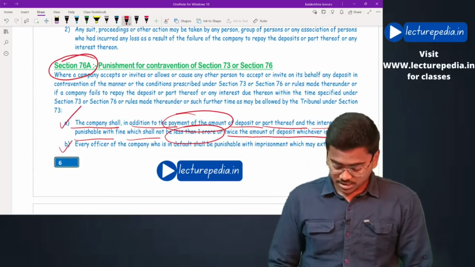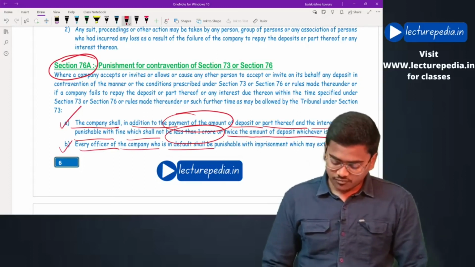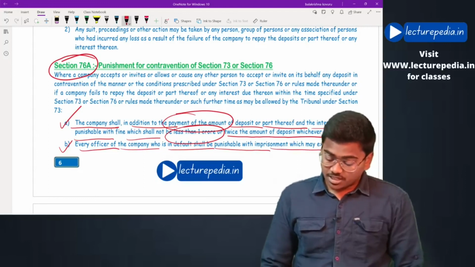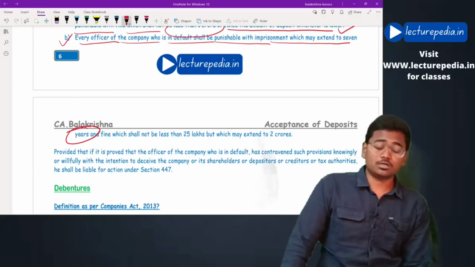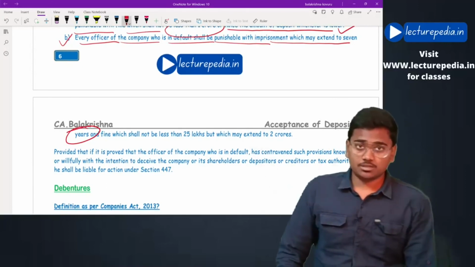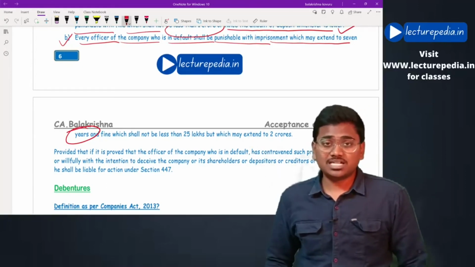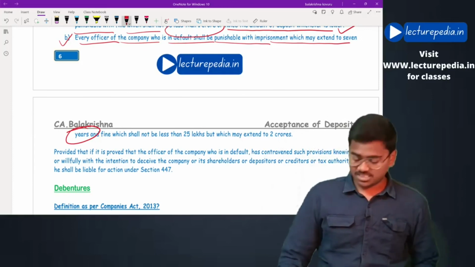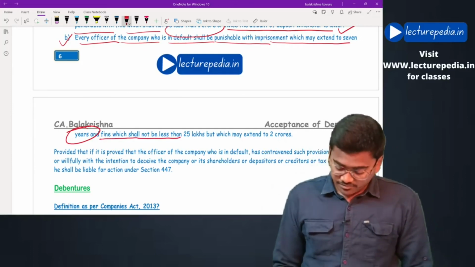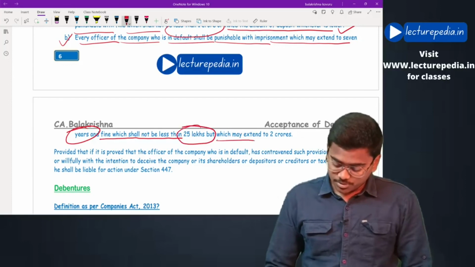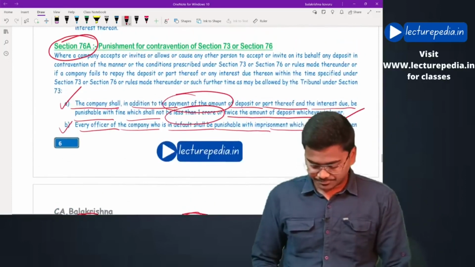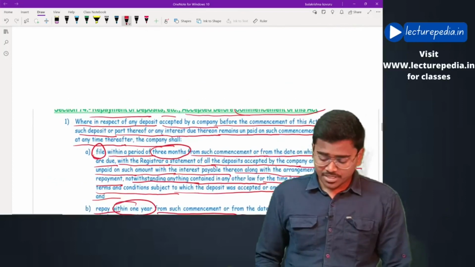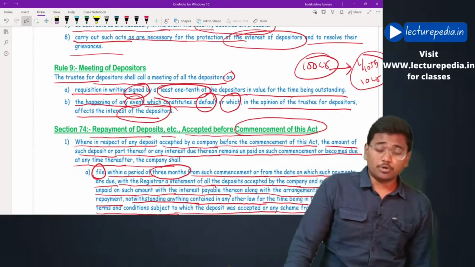And on officer, every officer of the company who is in default shall be punishable with imprisonment which may extend to 7 years. Officer of the company will be liable for imprisonment if any contravention takes place under section 73 or 76, and fine which shall not be less than 25 lakh rupees but which may extend to 2 crore rupees. That penalty you have to remember. By this, entire provisions related to deposits have been completed.